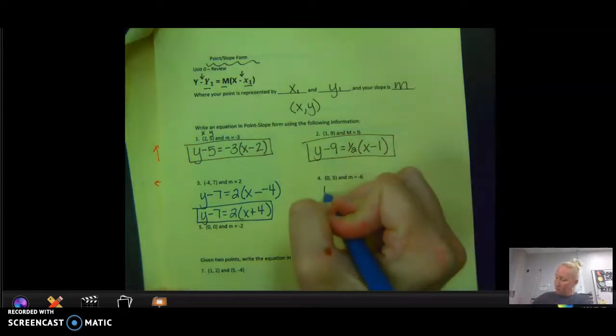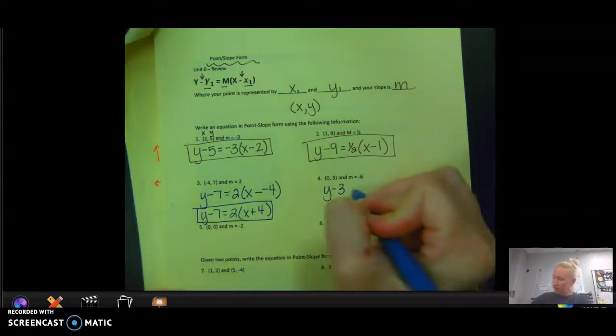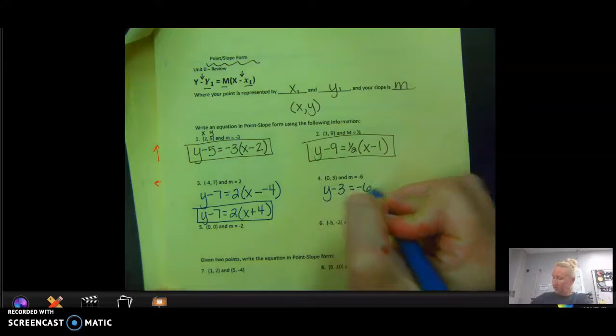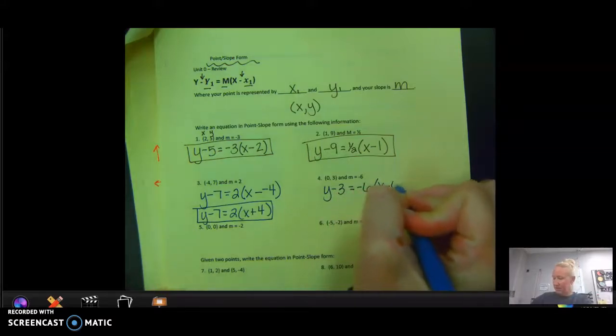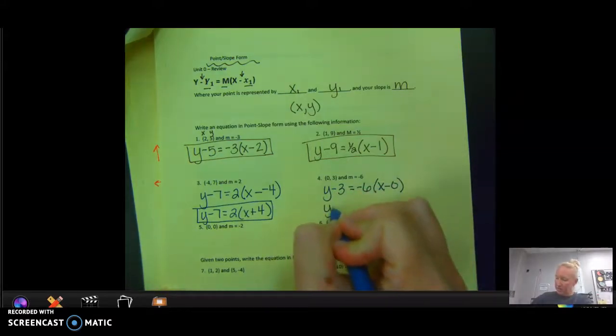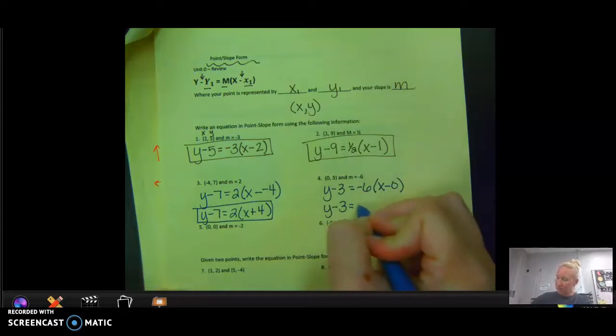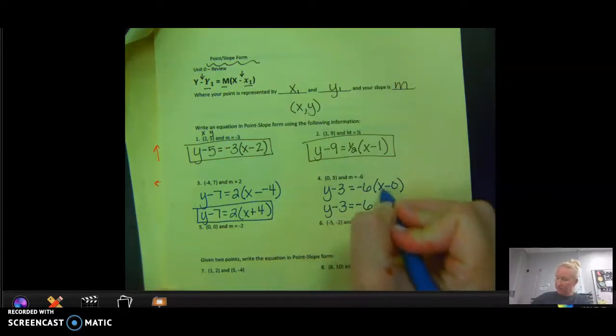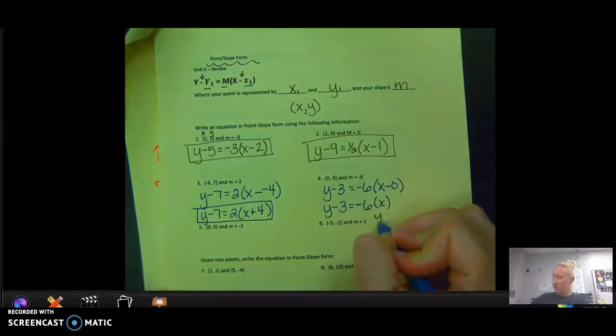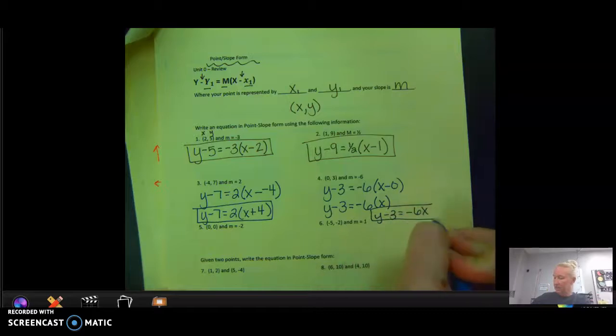Number 4, this is y minus 3 equals my slope of negative 6 parentheses x minus 0. Another way you may see that is y minus 3 equals negative 6. Well, it's just x, so typically you won't see that in parentheses because it's really just negative 6x. So it would be y minus 3 equals negative 6x. So this is actually kind of how you would see it.